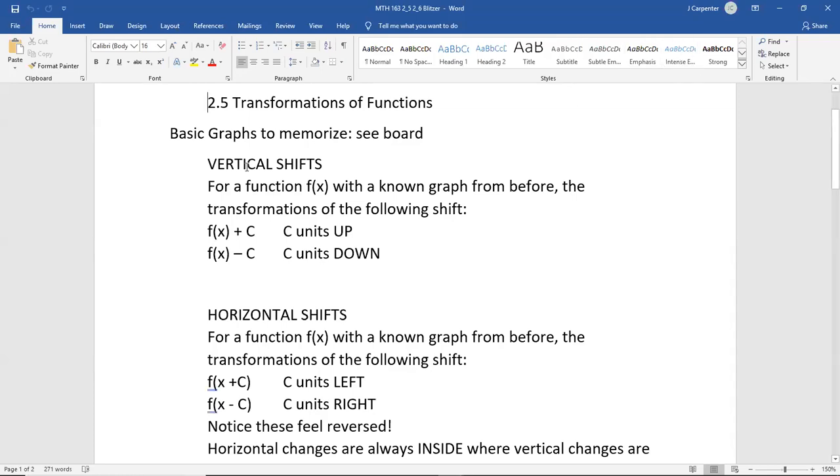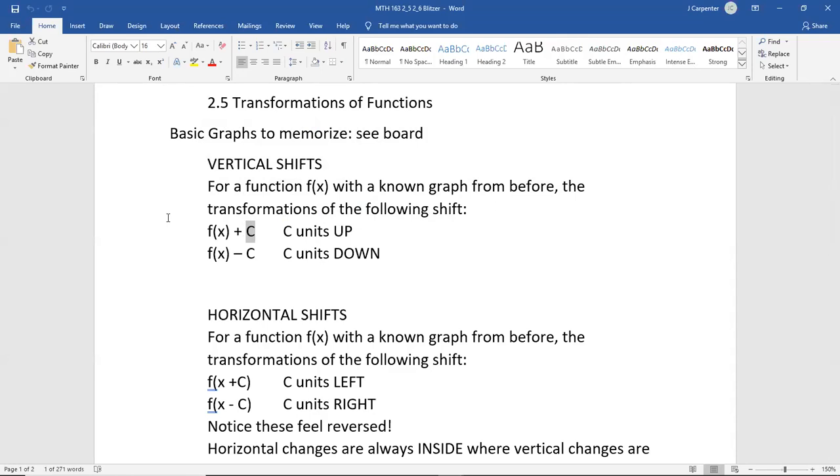So for a function with a known graph from before, being the things on that whiteboard, the transformations of the following shift. Shift means to move up, down, left, or right. So we're focusing on vertical shifts for now. So that means up and down. And we said that we're going to use the letter c to represent a constant. It doesn't have to be a whole number. It can be fractions or decimals, but they're usually whole numbers.